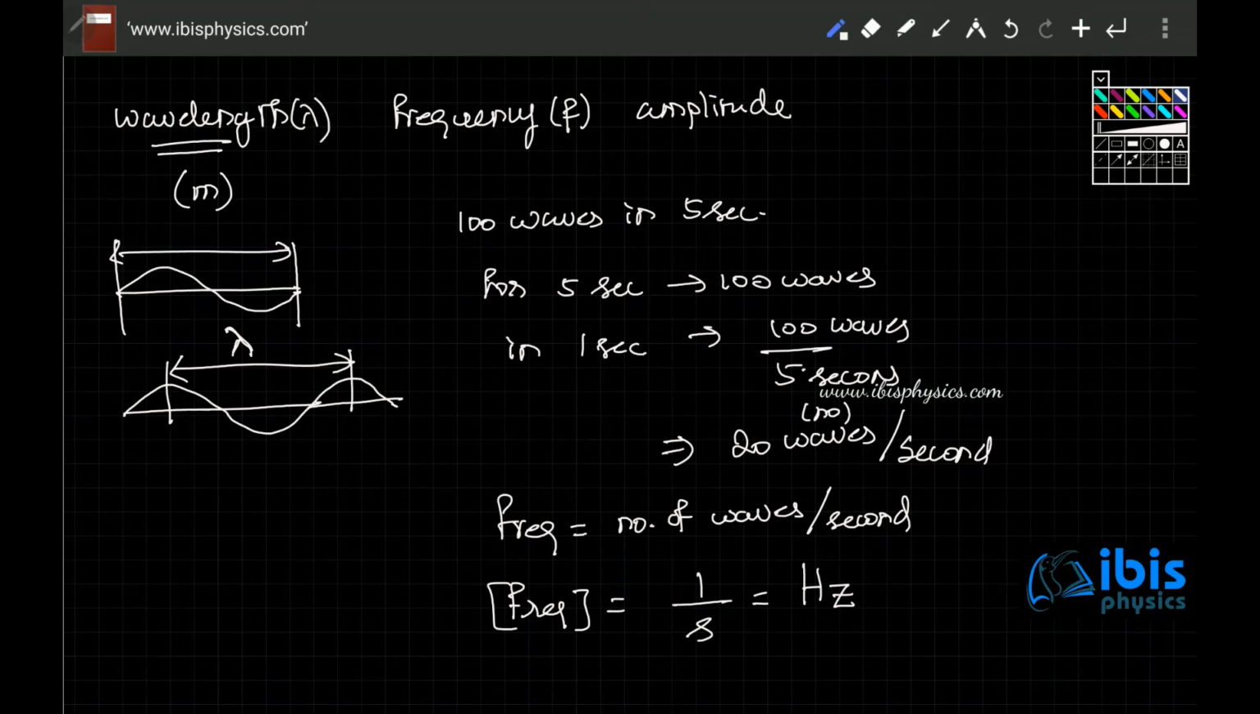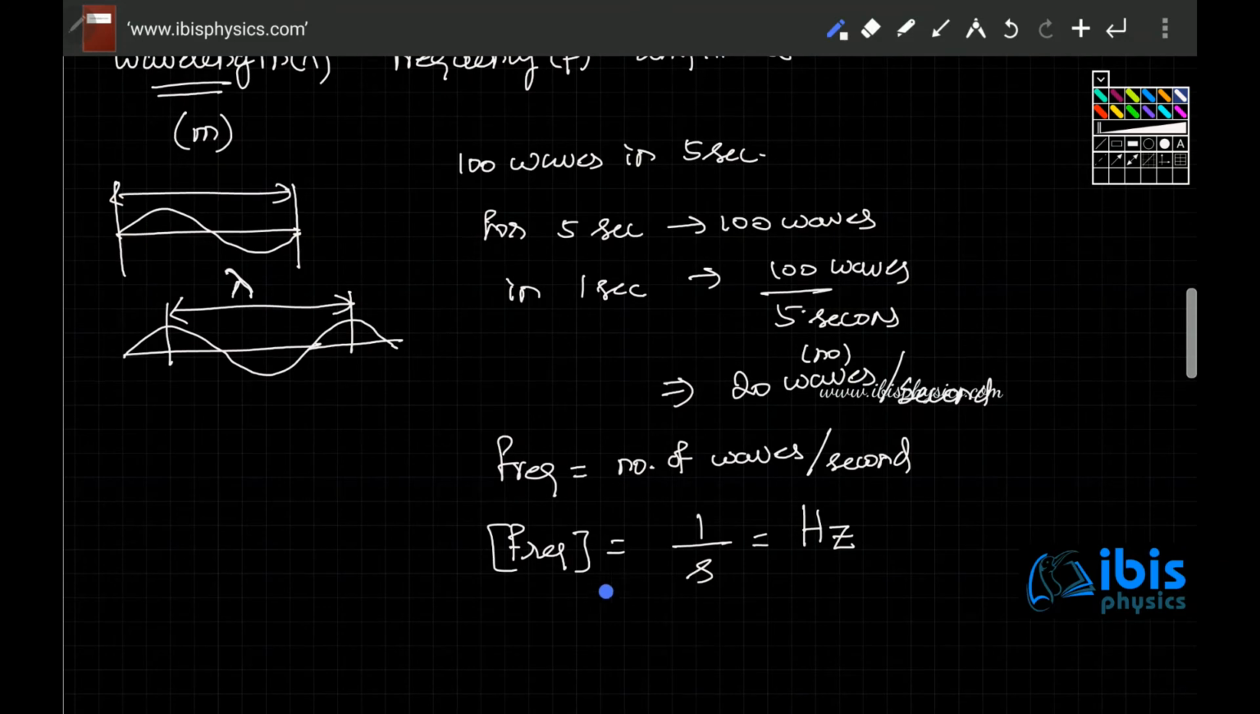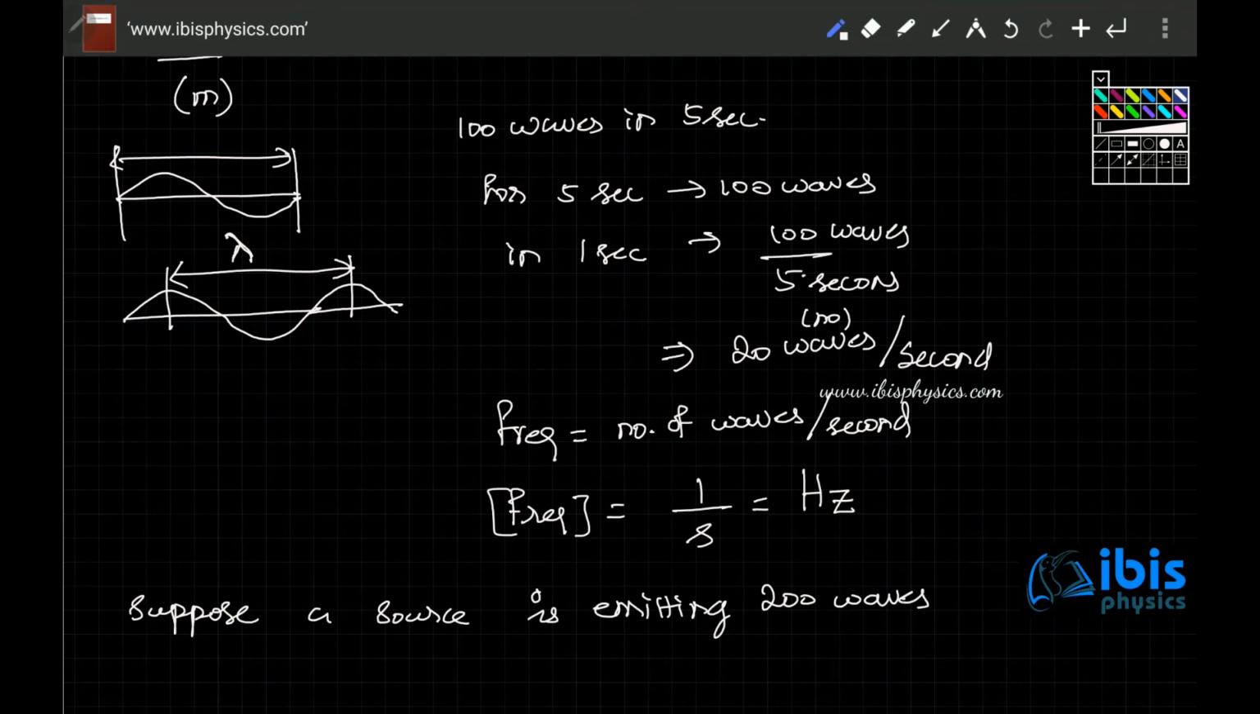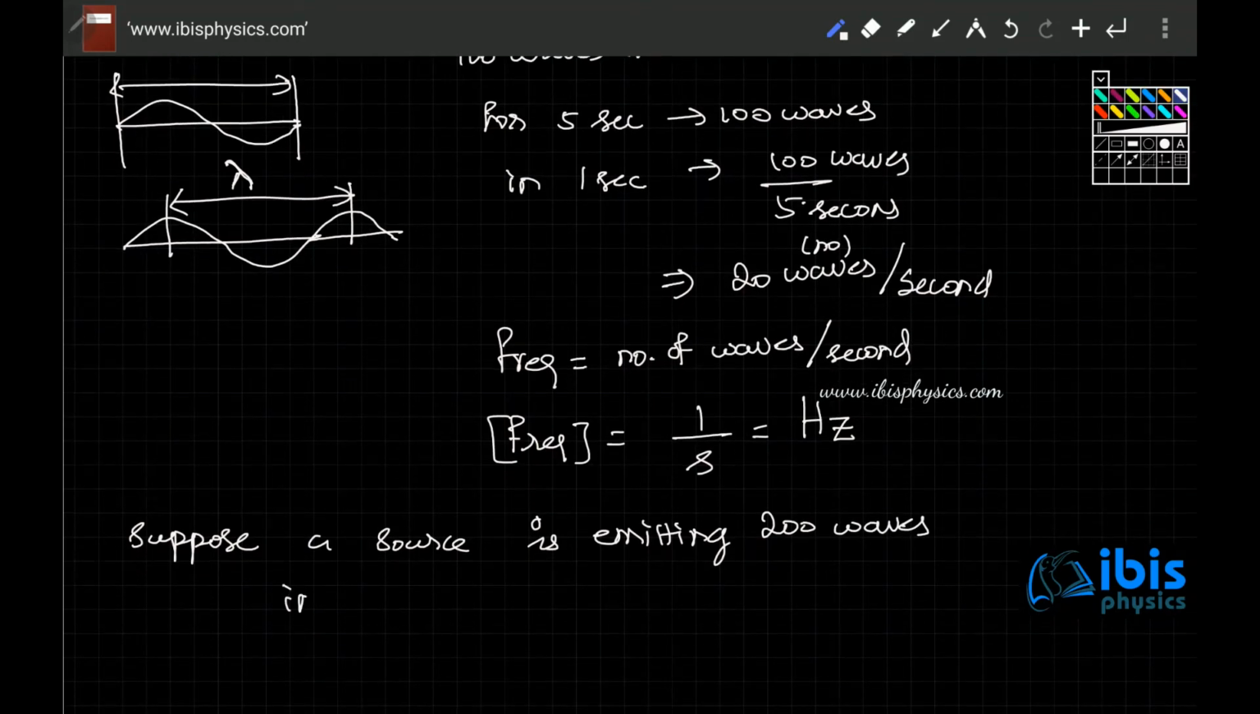This is another most important thing to understand. Suppose, let us see how it works out. Suppose a source is emitting 200 waves in 4 seconds. What is the frequency?